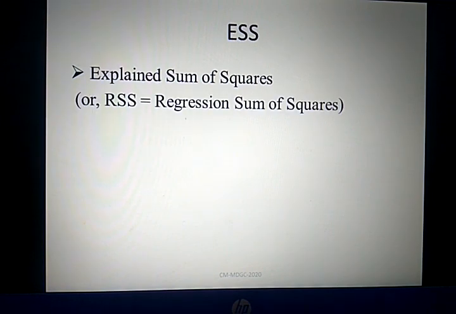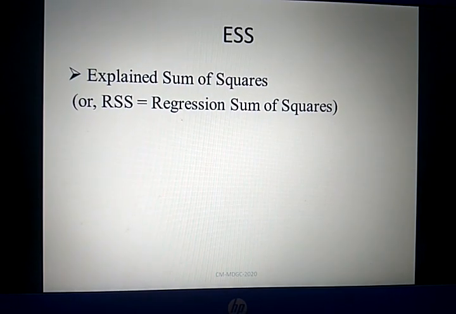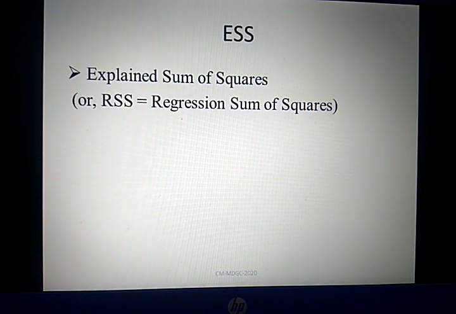The two components of TSS are ESS, explained sum of squares, and RSS, residual sum of squares. However, in some books these two components are referred to as RSS, regression sum of squares, and ESS, error sum of squares. So don't get confused and be careful about which version you are using. In this video, I am taking ESS as explained sum of squares and RSS as residual sum of squares.